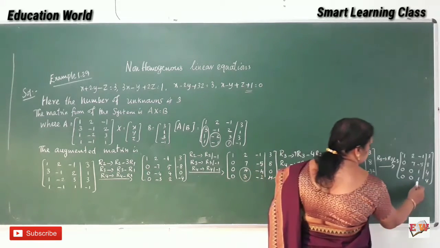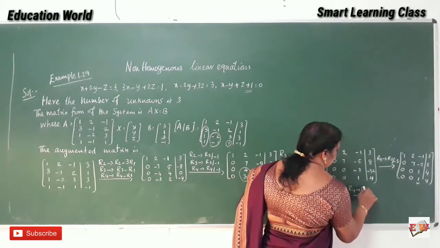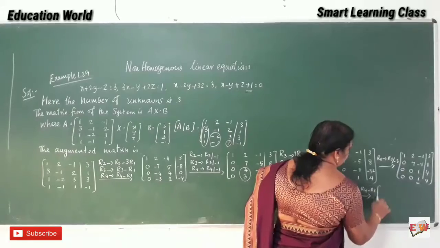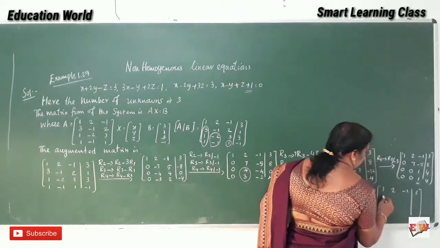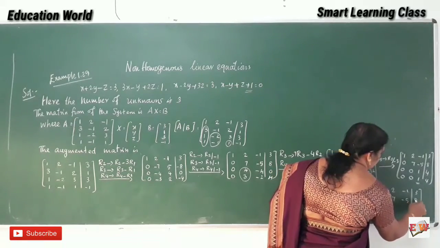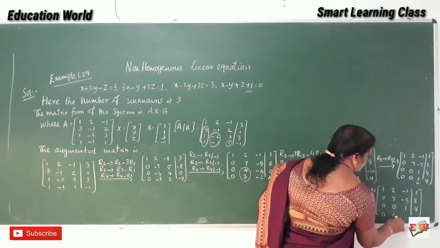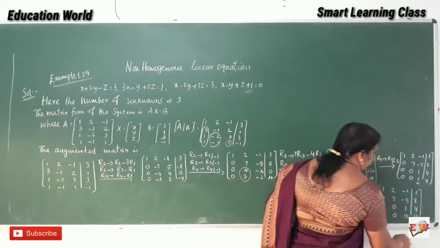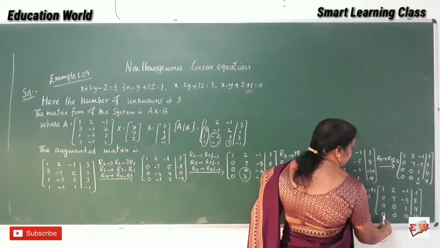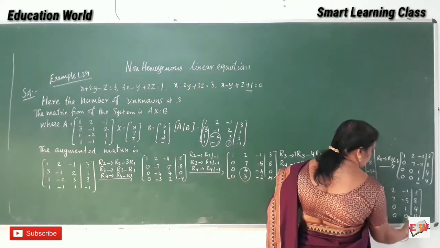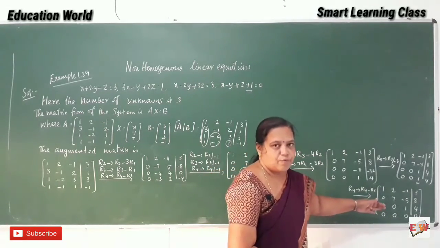Next, our aim is to make this entry 0. So R4 minus R3. 1, 2, minus 1, 3, 0, 7, minus 5, 8, 0, 0, 1, 4, 0, 0, 0, 0. How? These two terms are 0, so simply I put 0. 1 minus 1 is 0, 4 minus 4 is 0. So this is the row echelon form.